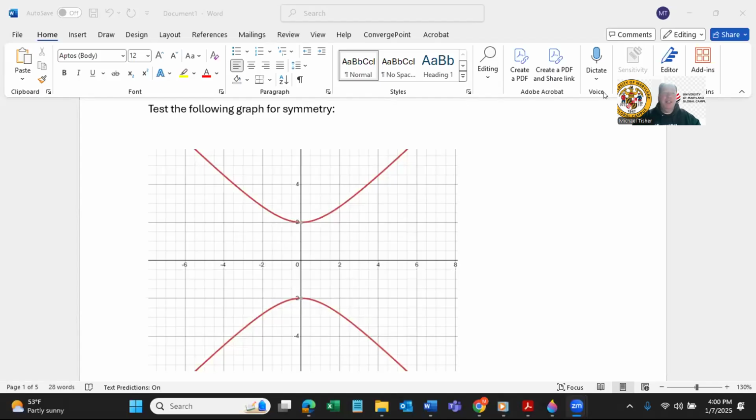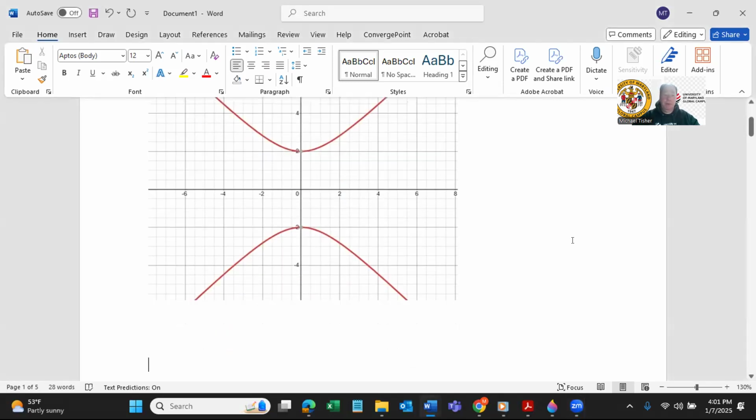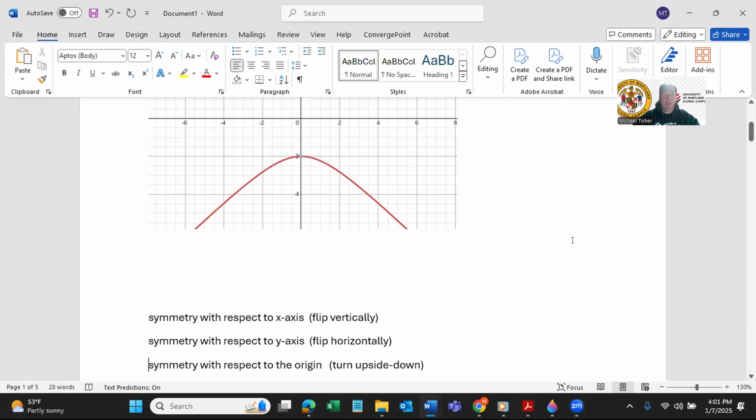Hello, everybody. Today, we're going to test the following graph for symmetry. And the symmetries that we're going to use today are symmetry with respect to the x-axis, symmetry with respect to the y-axis, and symmetry with respect to the origin. Now, we have symmetry with respect to the x-axis if we flip the graph vertically, and it's going to be the same graph. So, let's see if it is.